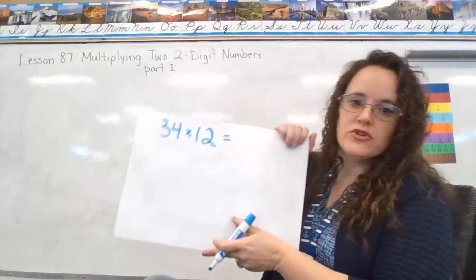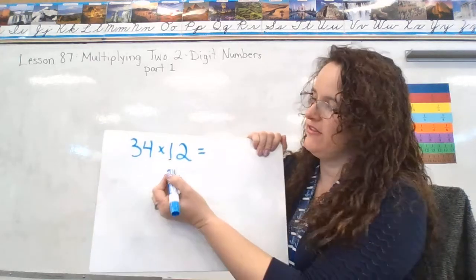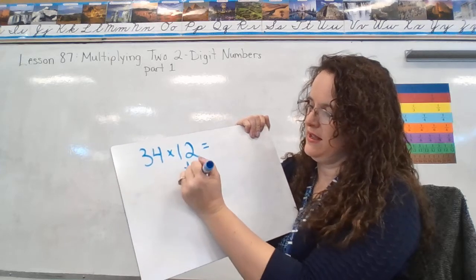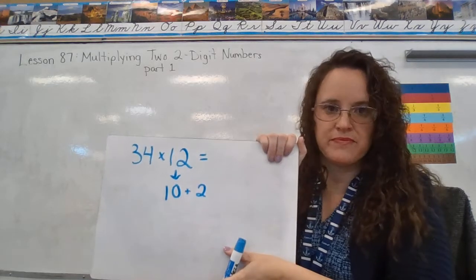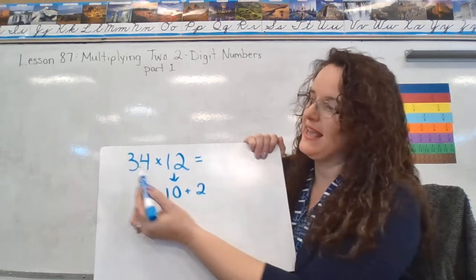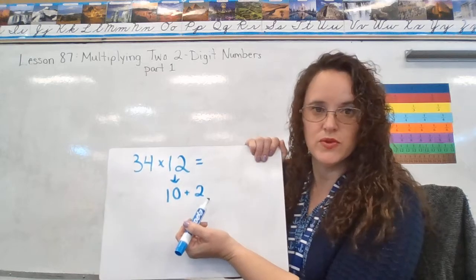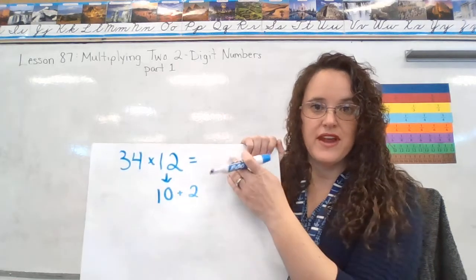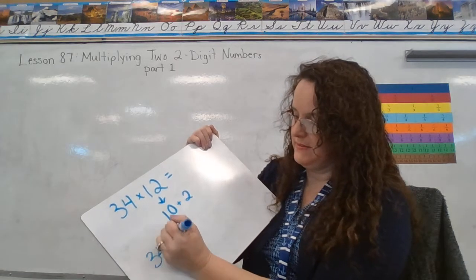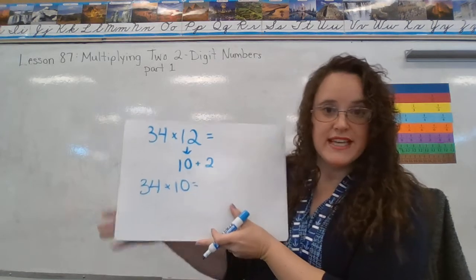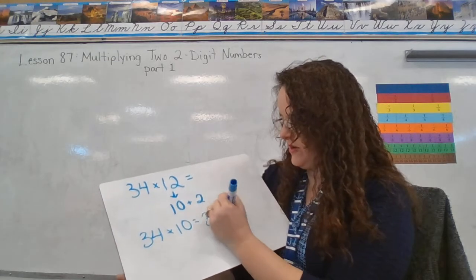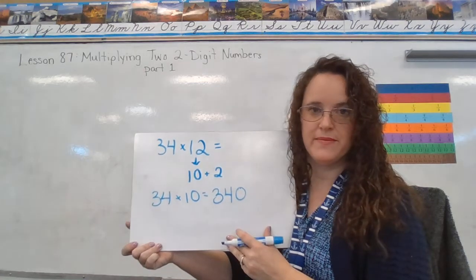This is called a partial product. We're going to take our 12 and we're going to break it into 10 plus 2. So if we multiply 34 times 10 and 34 times 2, we can add those together and get our total answer. So we're going to do that down here. 34 times 10. Remember our tens trick. We're just going to tack on a 0 there. So 34 with a 0 is 340.